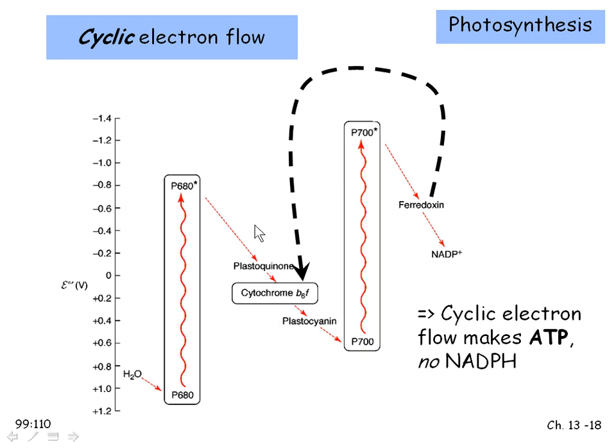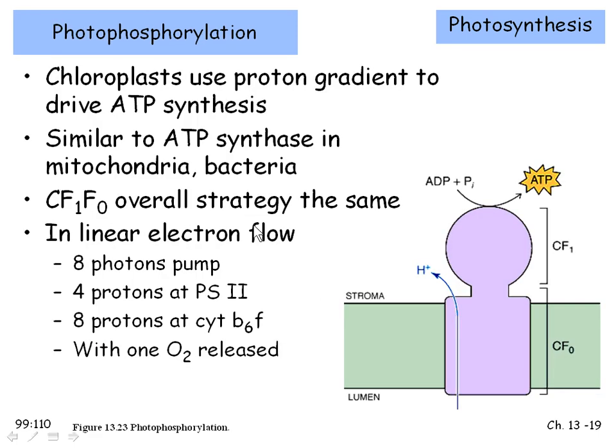So, let's move on. Well, we've been alluding to the fact that the photo events are moving protons, that photosystem 2 can move protons and cytochrome B6F can move protons. So we're building up a proton gradient. There's lots of protons building up in the lumen of the thylakoid, and there's a gradient from there across to the stroma.